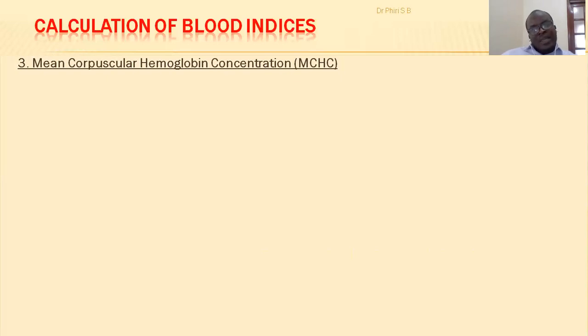If the cells are bigger, you find that the concentration will reduce. If the cells are smaller, the concentration will increase. So here you're not interested in the amount, but the concentration. So you're going to look at the amount of hemoglobin in relation to the size of the red blood cell. So it will give you the concentration. So how do you define mean corpuscular hemoglobin concentration? This is the concentration of hemoglobin in one red blood cell.